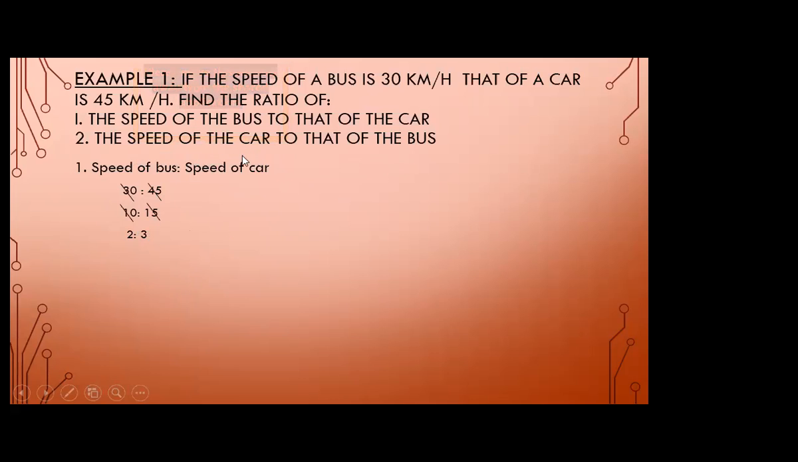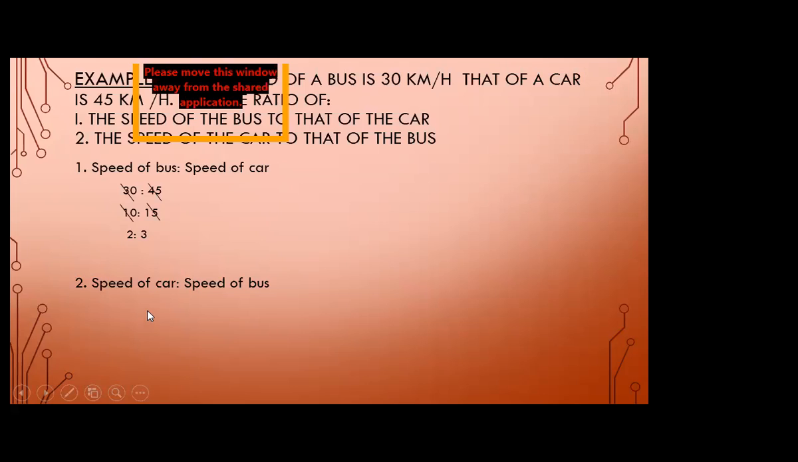Beta, first we have to write the speed of the bus. Here, first we have to write the speed of the car and then colon, speed of the bus. This is the difference between the first part and the second part. Speed of the car is 45 and speed of the bus is 30.